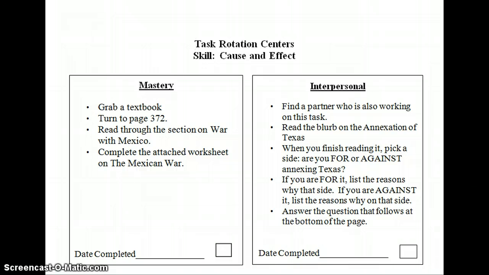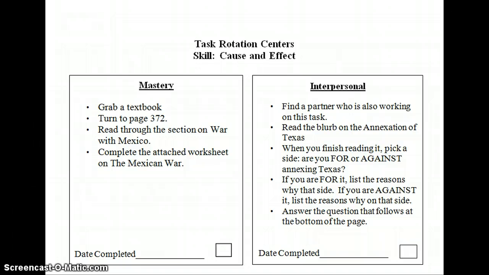Now, for the mastery task rotation, you're going to go underneath your chair, grab your textbook and turn to page 372. There's a section that's titled War with Mexico. Please read that section, and when you're done reading, I would like you to complete the attached worksheet on the war with Mexico.